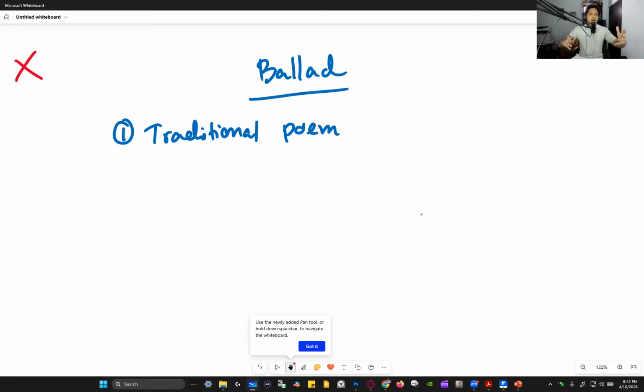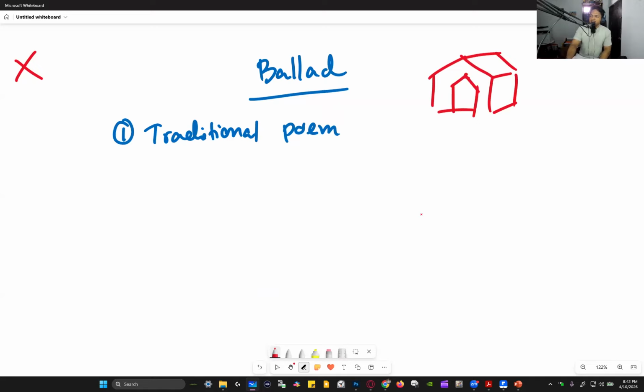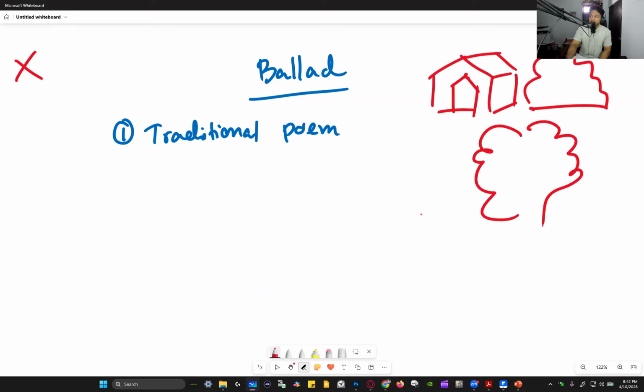Now, tell me, barn, stack, tree. If you look at the title of this poem, are these modern elements? No, right? These are all elements from a traditional community. It must be a traditional poem.